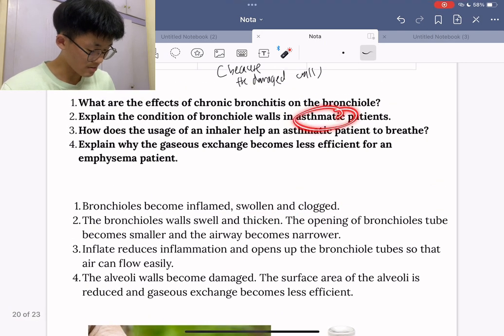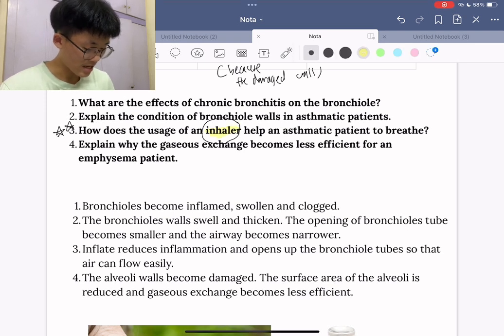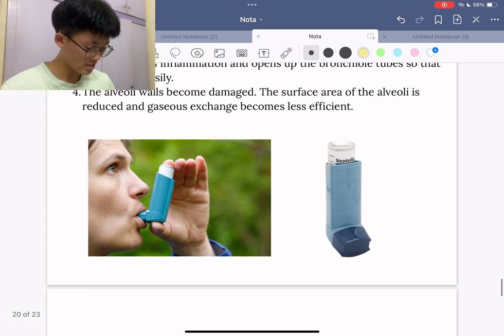And explain asthmatic bronchial walls: swollen and thickened. So swollen and thickened, yes, and then the airway becomes narrower, yes. Oh, for this, it is important. This is important for the inhaler. How does the usage of an inhaler help an asthmatic patient to breathe? So how? This is the example of an inhaler.